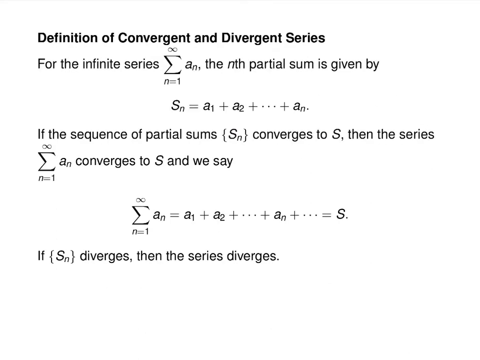So here is that definition stated more formally. If you have an infinite series from n equals 1 to infinity, adding up the a sub n's, the nth partial sum is given by adding up the first n terms. And if the sequence of partial sums converges to something, some place S, then the infinite sum also converges to S, and we say that the sum is equal to S. If your sequence of partial sums diverges, then your series also diverges.